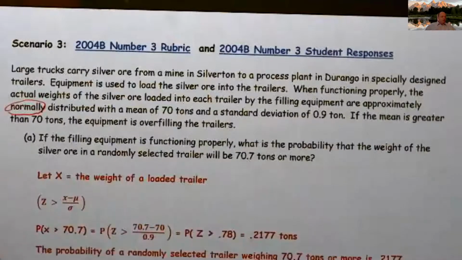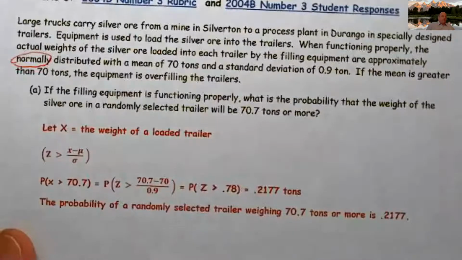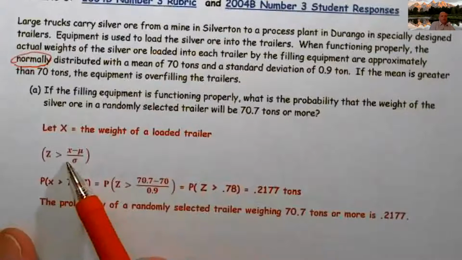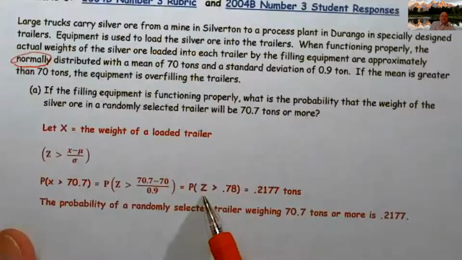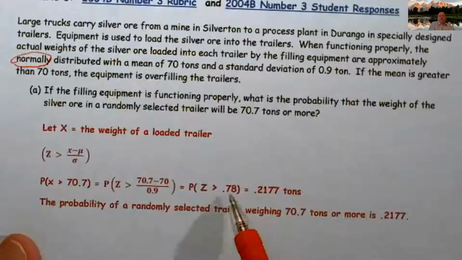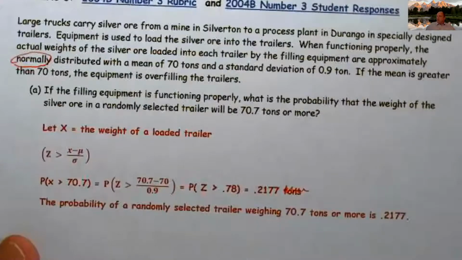All right, so let X be the weight of a loaded trailer. There it is. Z equals X minus mu over sigma. We know my mean was 70, and my standard deviation is 0.9. When I divide that out, I get 0.788. And so I'm looking for the probability that a randomly selected trailer is 0.2177.